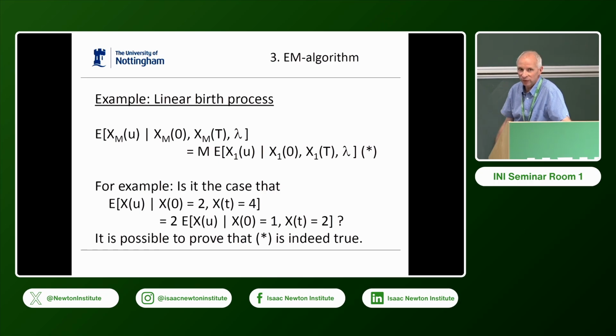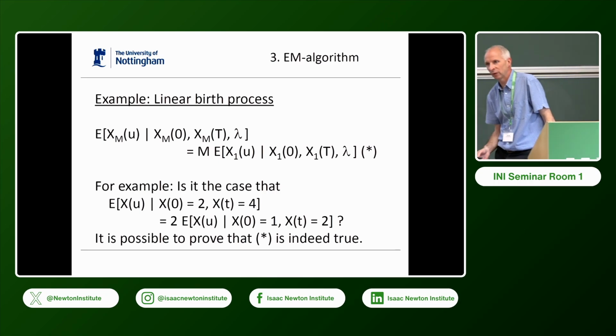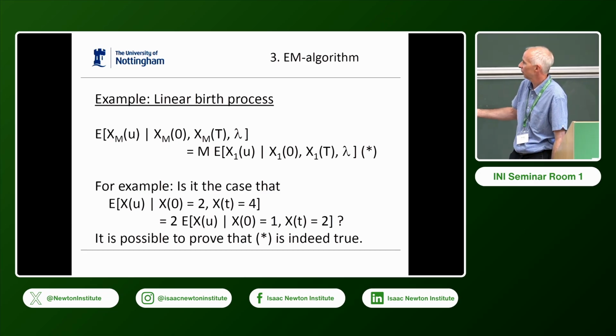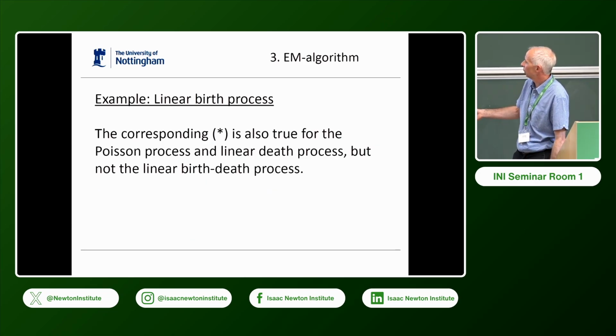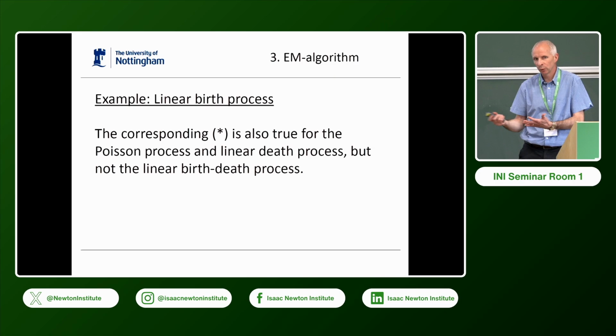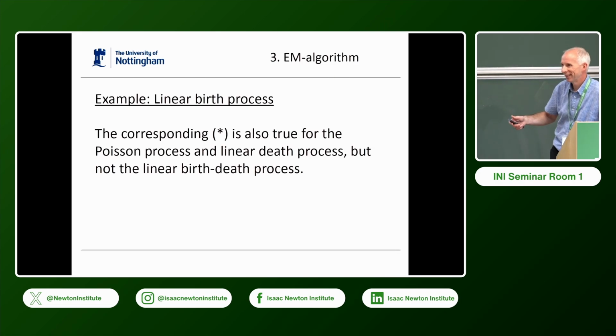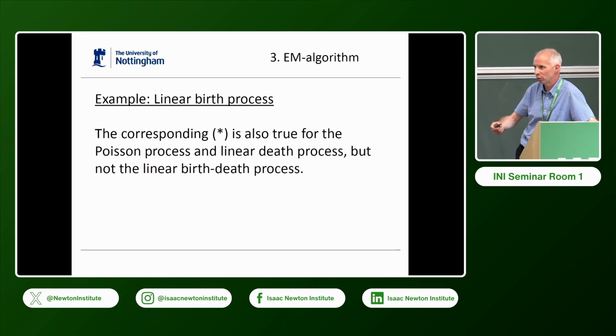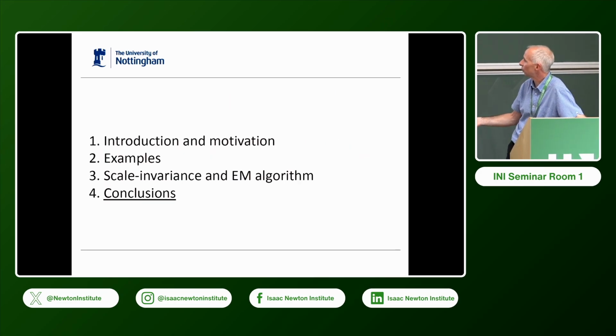Okay. And it turns out that it's true. So for the linear birth process, you can actually prove that this is the case. And it's also true for the Poisson process and the linear death process, but not the linear birth-death process. You can prove this algebraically. It's a bit of a mess. There's also some very nice probabilistic proofs, which time does not allow me to go into. So this is just to say it gives you another way of proving or trying to attack these problems.